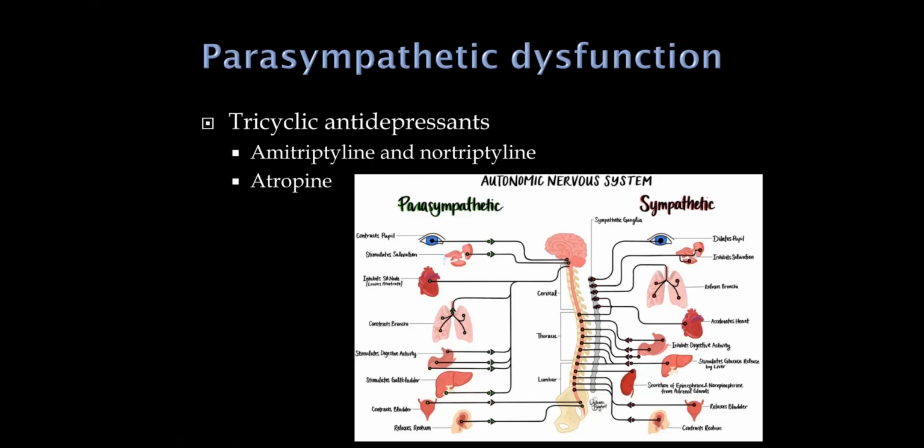We really try to avoid these in the elderly because they often already have constipation and urinary retention. It also turns out that there are acetylcholine muscarinic receptors in the brain, lots of them. So this can affect the brain as well and contribute to sedation and confusion.